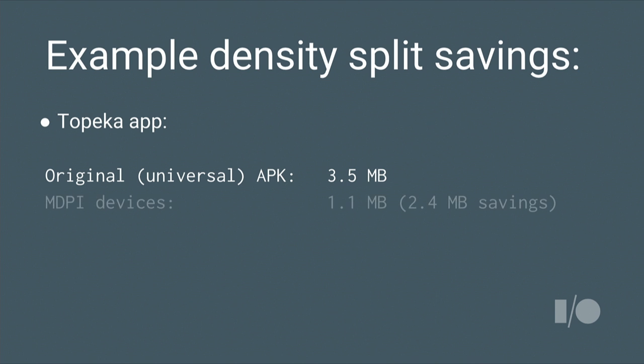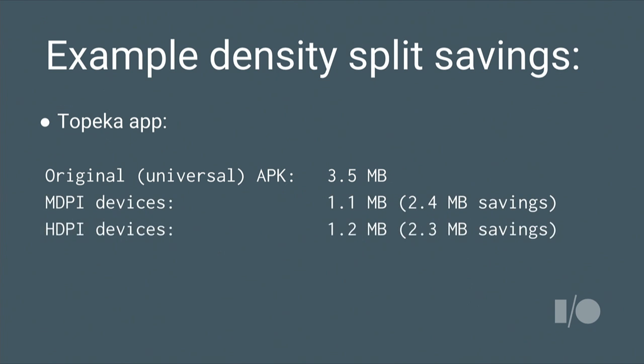As an example of density split savings, I just took our Topeka sample app. It's really image heavy, so again, results may vary, but the original fat APK was 3.5 megs. And if I split that for different densities, it's almost 2.5 megs saving for everyone.